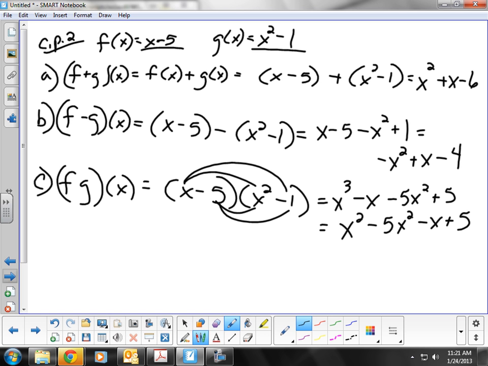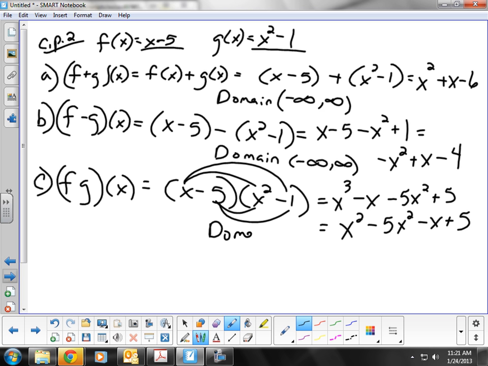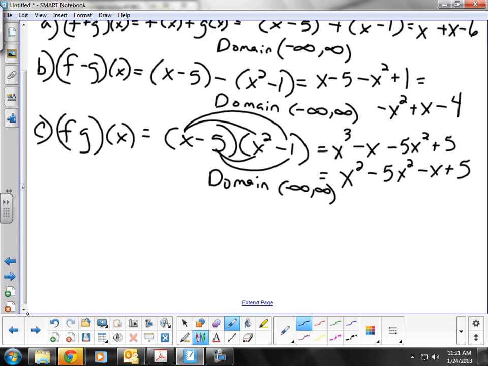So if it asks for the domain on those, and the second part of this is to find the domain on everything, then the domain of this one is from negative infinity to positive infinity, or you can write all real numbers or whatever you want to do. X is an element of the reals.